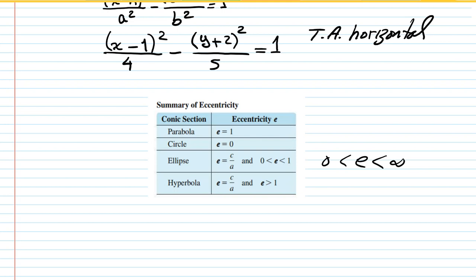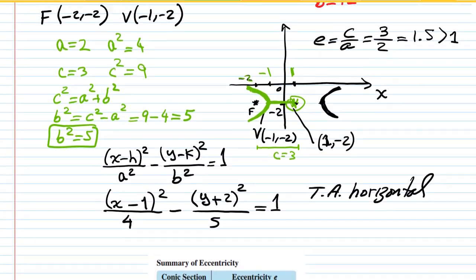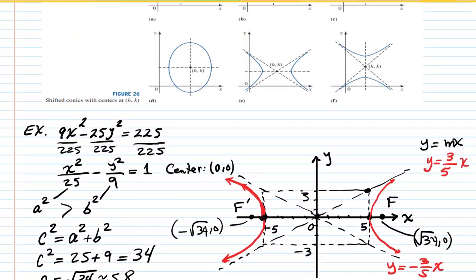And that's it. That's all we wanted to talk about, and all you wanted to know about hyperbolas is here.